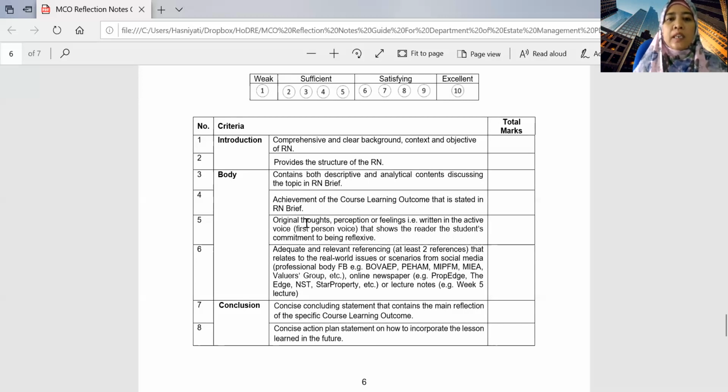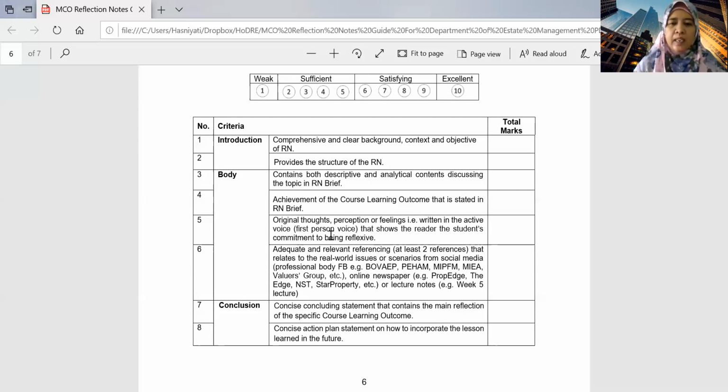Then the originality: original thoughts, perception, or feelings. How does the lecturer evaluate this? The originality is written in the active, first person voice: I, my, mine. That shows the reader the student's commitment to being reflexive. Reflexive, like I said before, means it's your own personal observation or your own personal thoughts. Reflexive means from inside.